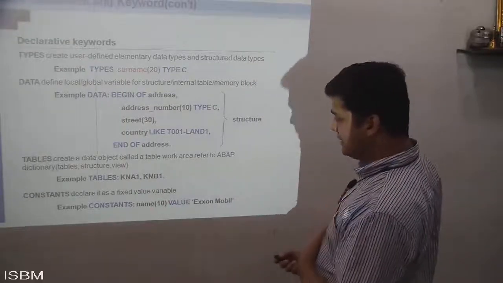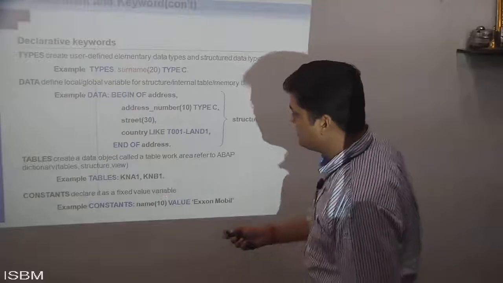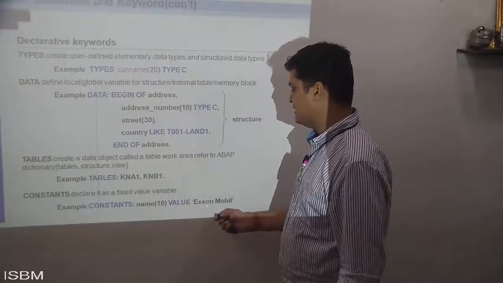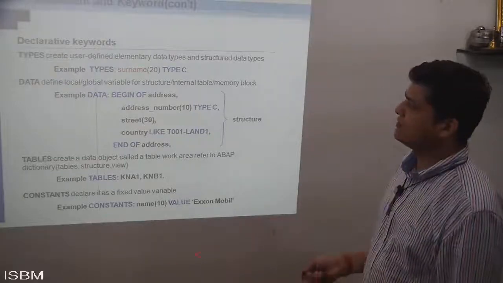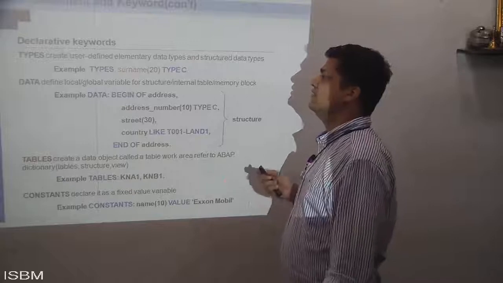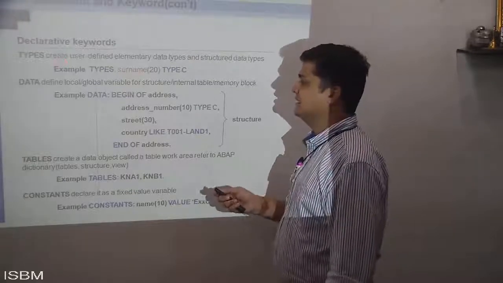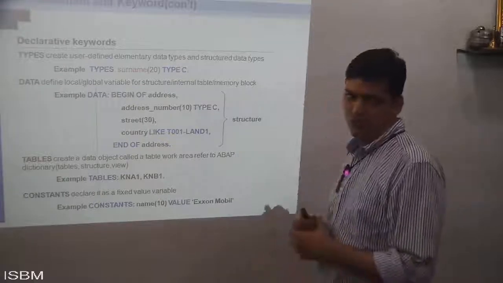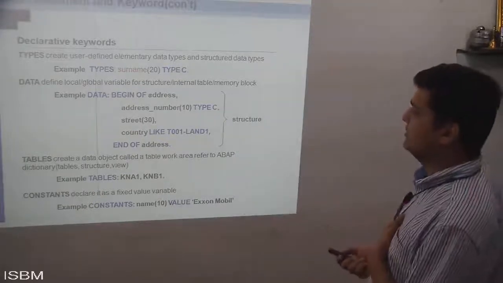The CONSTANTS declaration is a fixed value. If you want to declare a constant, you can declare it like constant name, with the value, Exxon Mobil. So you can declare the constant. This is the way to use the declarative keywords. We can use the TYPE statement, the DATA statement, the TABLES statement, or CONSTANTS. Whichever way you want to define it, you can define it.